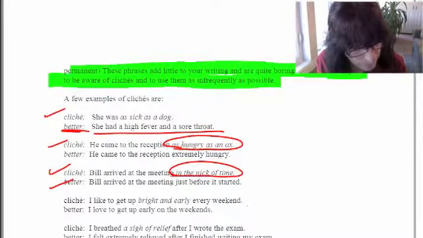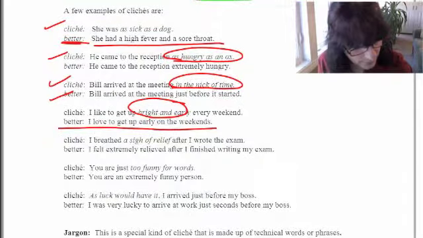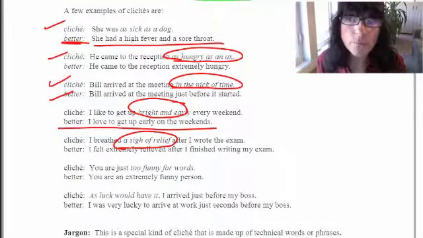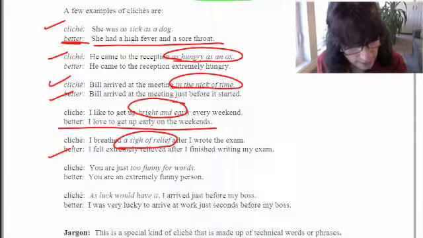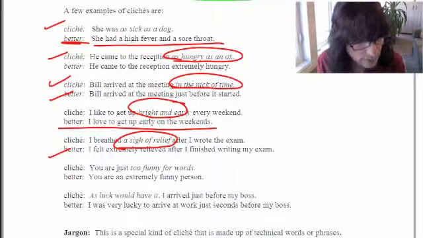I like to get up bright and early every weekend. There's your cliche. It would be much clearer to say, I love to get up early on the weekends. Next, I breathed a sigh of relief after I wrote the exam is a cliche, a sigh of relief. It would be more effective to say, I felt extremely relieved after I finished writing my exam.